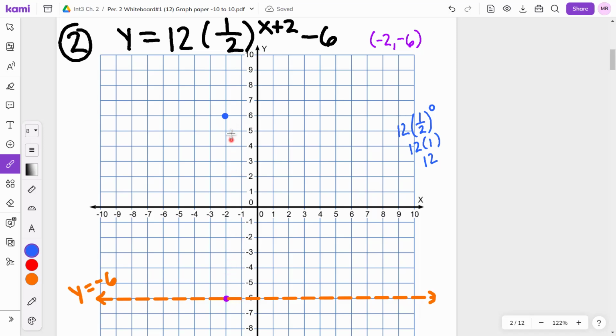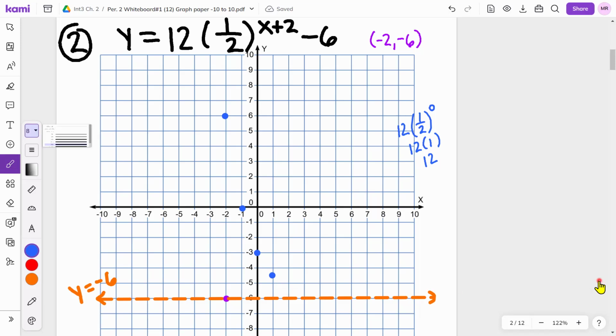So if my first height is 12, as I go to the right, because I'm timesing by whatever my base is, as I go to the right one, half of 12 is going to be 6. So I'm 6 above. As I go over again, half of 6 is 3. So I go 3 above. Half of 3 is 1.5 and so forth.